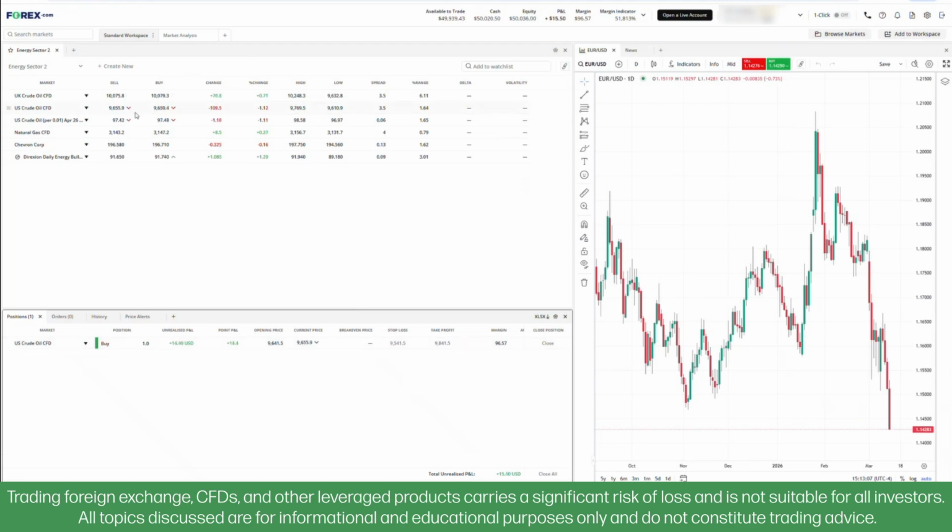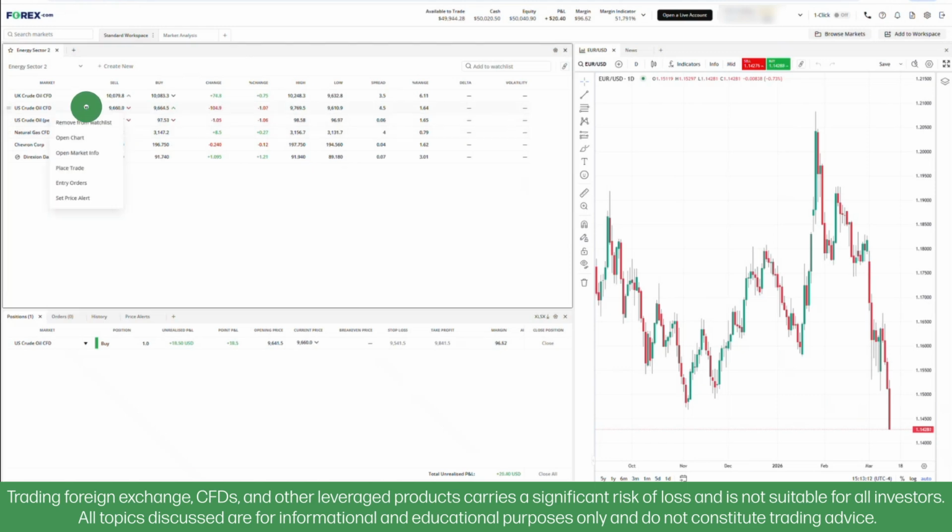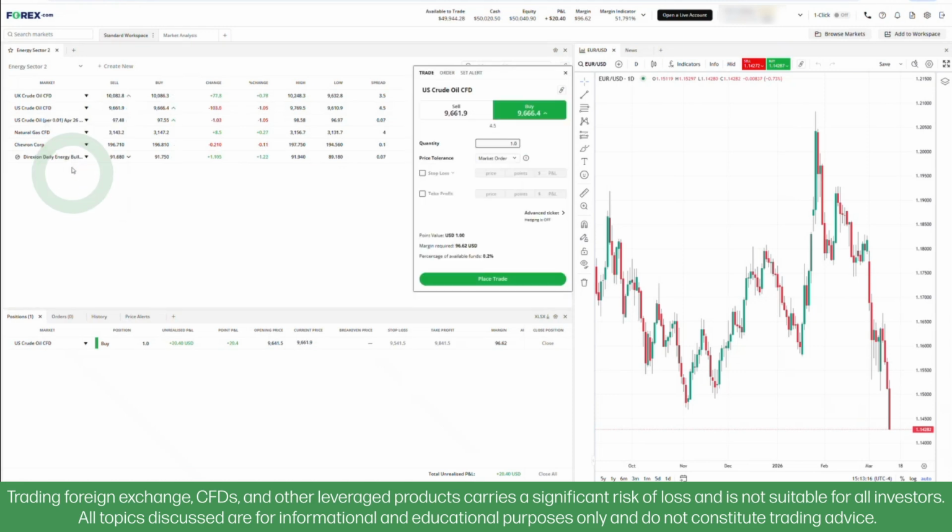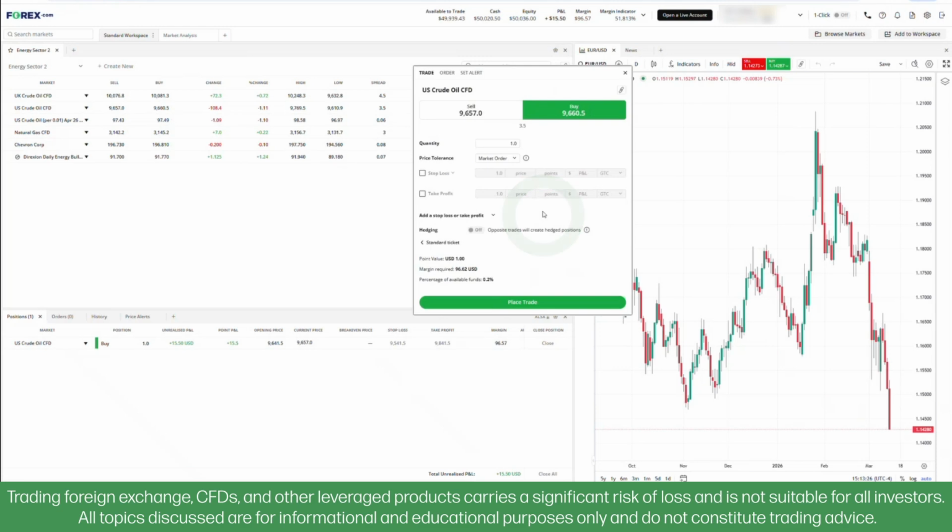Now, if you're interested in hedging this position, Forex.com also offers the ability to hedge. What we would do is go back to our watch list and pull up a US crude oil trade ticket again by clicking on place trade here. And as you can see, there's an option entitled advanced ticket. Currently, the hedging option is off. If you click on advanced ticket, it gives you the option to place hedging on.